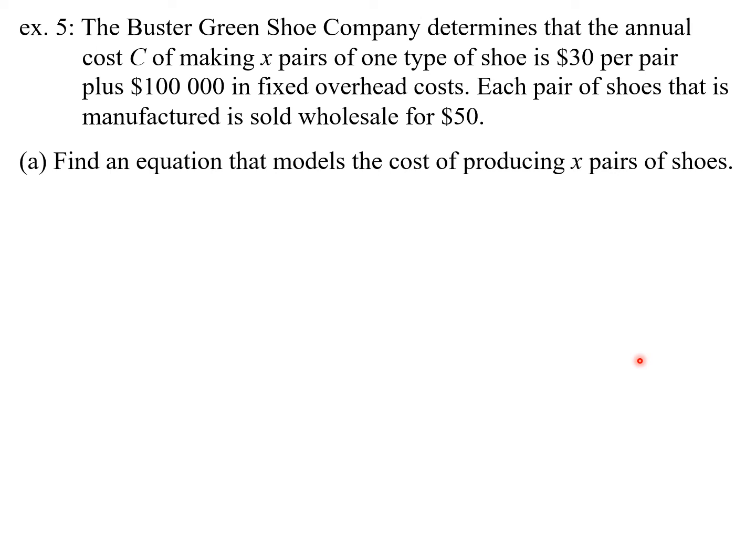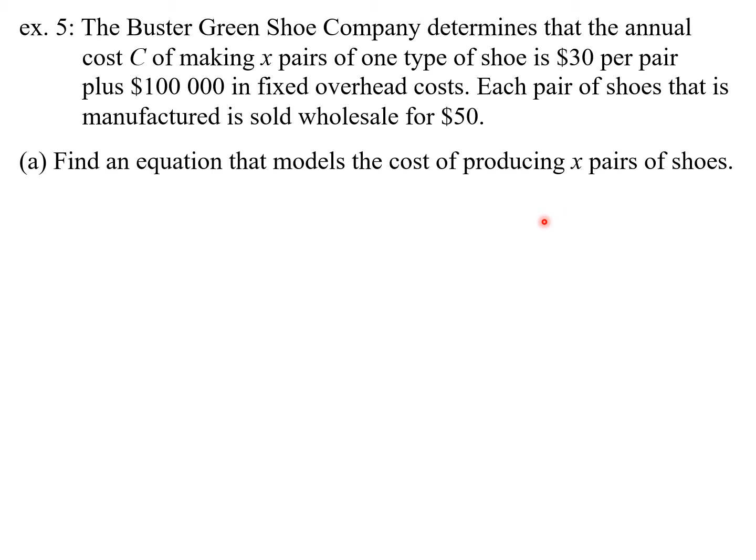All right, the Buster Green Shoe Company determines that the annual cost is $30 per pair of shoes plus $100,000 in fixed costs. And then each pair of shoes sells for $50. Find an equation that models the cost of producing x pairs of shoes.